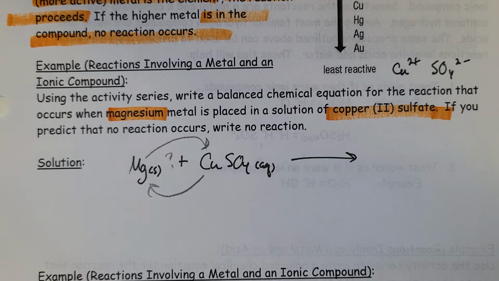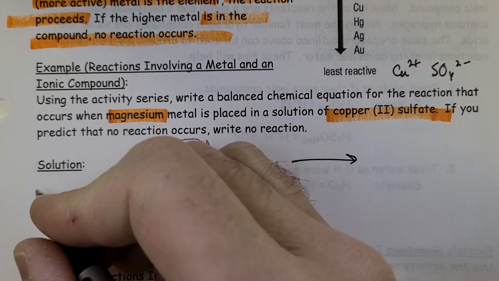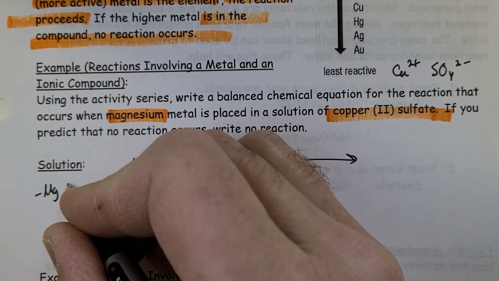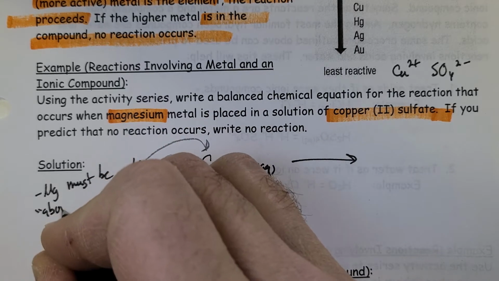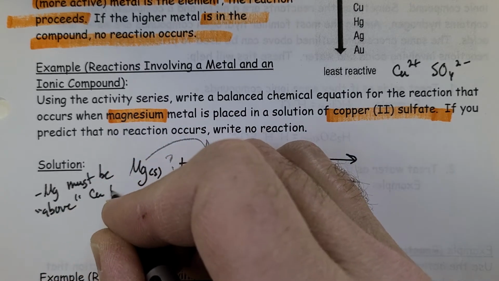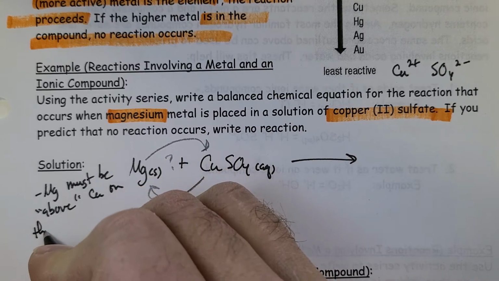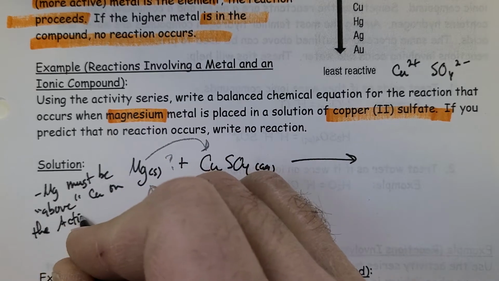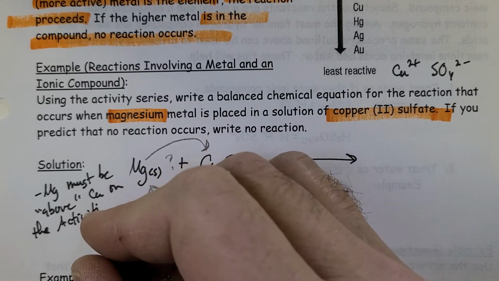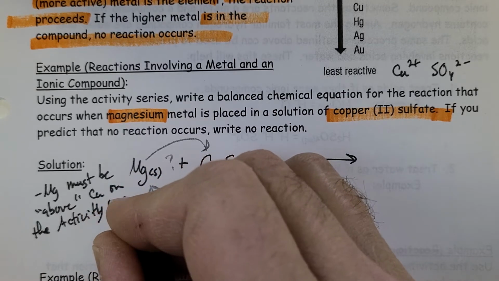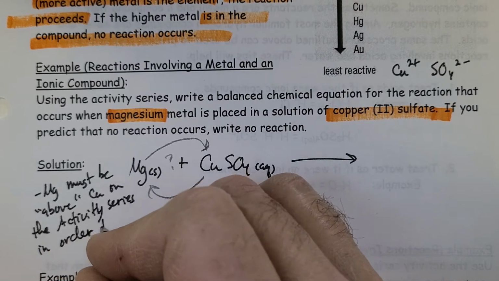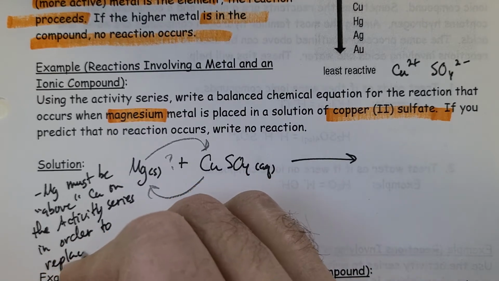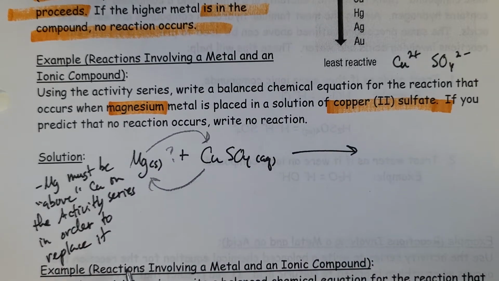So the key thing that we're going to look for here, does this happen? Will magnesium be active enough to replace copper? So let's make a note here. Mg must be, quote unquote, above copper on the activity series in order to replace it. So that's what we need to see, is magnesium above copper.